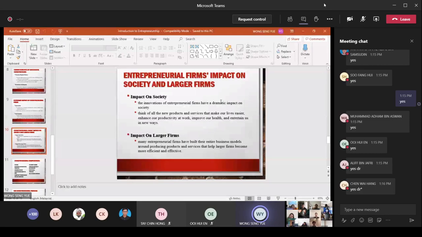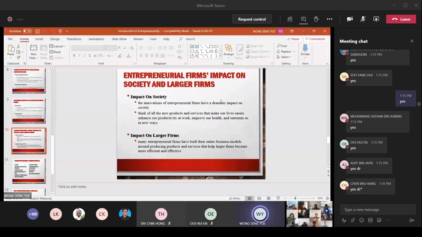Because of having Grab Car, many employees can have another part-time job after their working hours. They can become a Grab driver and earn some additional income because of these entrepreneurial firms. At the same time, there will also be some impacts on larger companies or corporates. When you apply some innovation and creativity into your corporate, you also deliver some impact even to very large companies.